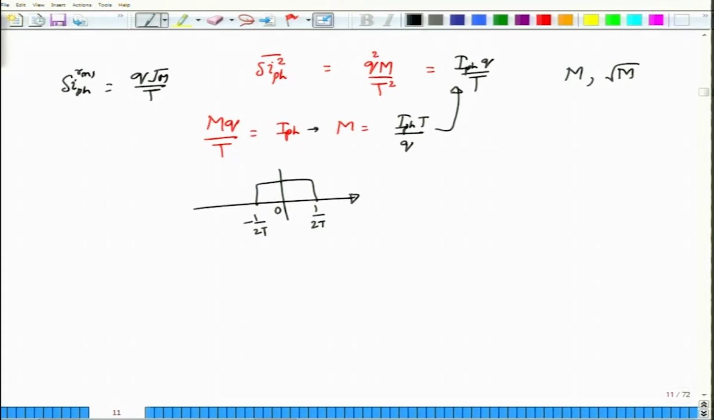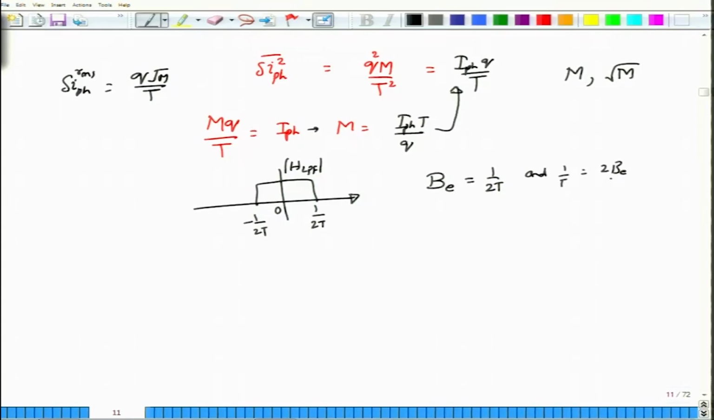So an ideal low pass filter has a characteristic of the nature that I have given here. This is the magnitude response. It will have a bandwidth of 1 by 2T. So if you denote the bandwidth of the electrical low pass filter as BE, then BE is equal to 1 by 2T, and therefore 1 by T will be equal to 2 times BE.